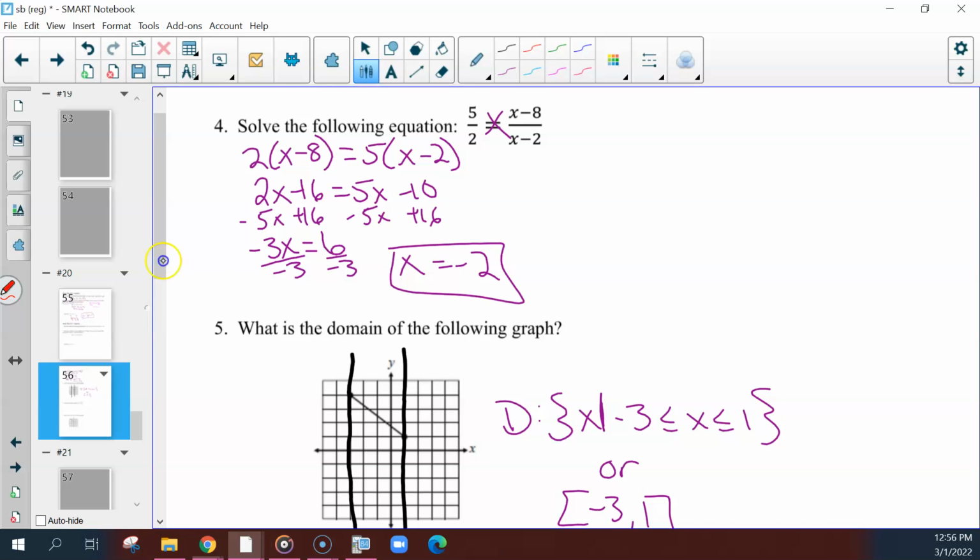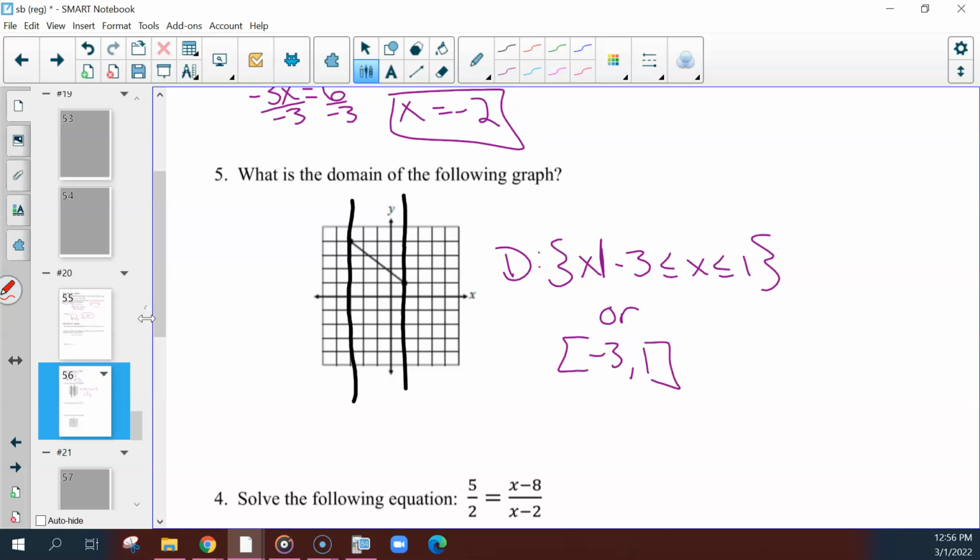And number 5, we're looking for the domain of this graph. So we're looking for furthest left to furthest right for just the x values. This would start at -3 and then end at +1. You can write this one of 2 ways. Let's look at inequalities and set builder notation from -3 to 1. Or using your interval notation, you have endpoints here. So this would be in square brackets from -3 to +1.